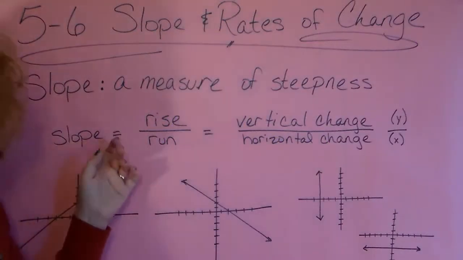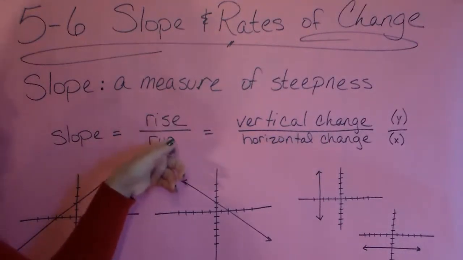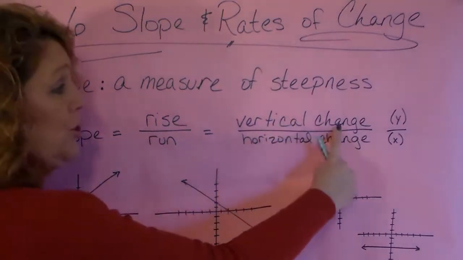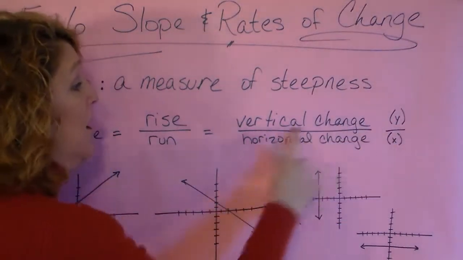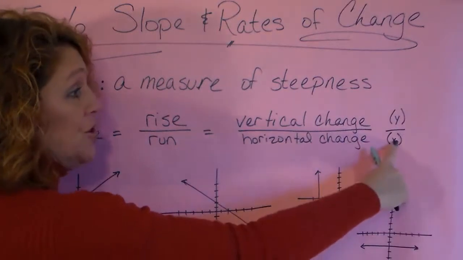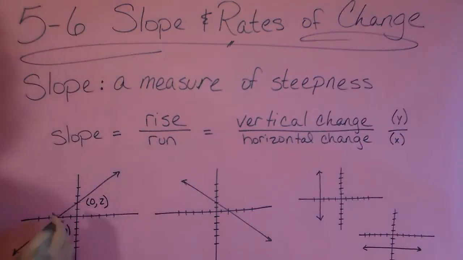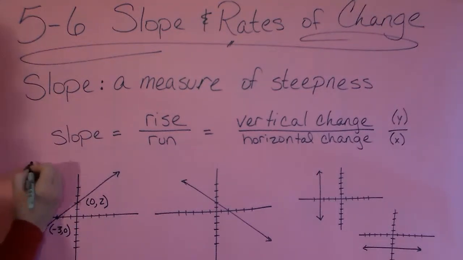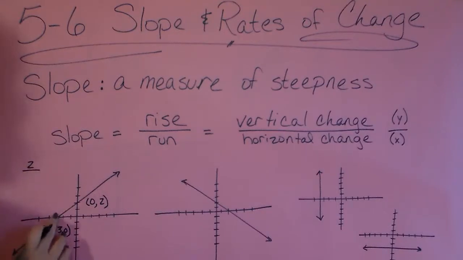The slope is identified mathematically as rise over run. It's the vertical change, or the change in y, over the horizontal change, or the change in x. So when we go from this point to this point, what is the rise over run? Well, it goes up 2, rise, and over 1, 2, 3. So it has a slope of 2/3.